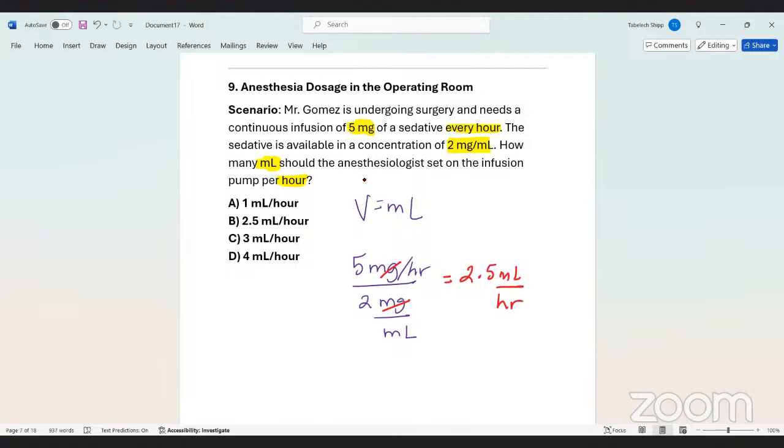Now, there is a conversion problem on here. I know some of you all are asking.